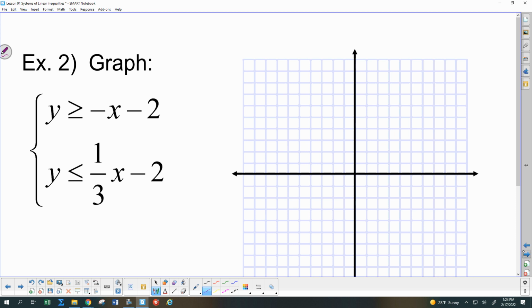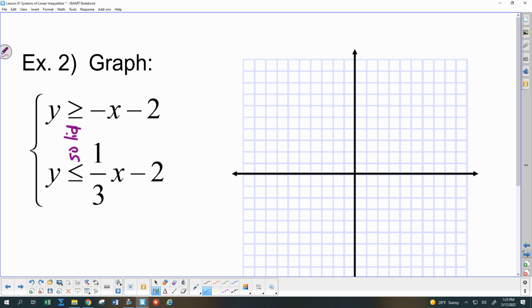So we're going to graph them one at a time, solid or dotted, and then we're going to figure out what part of the graph we need to shade. So everybody, top one, solid or dotted? What about bottom one? So both of them solid because we have the equal bars.